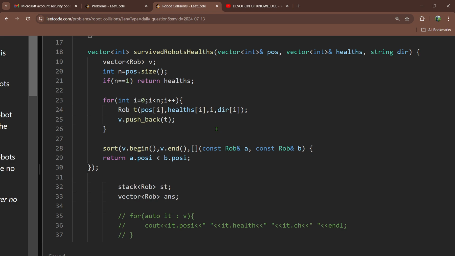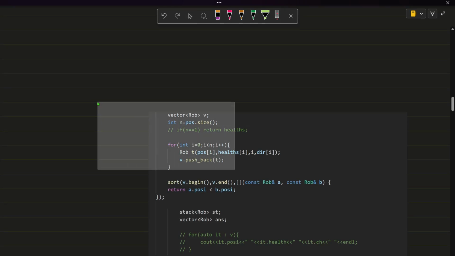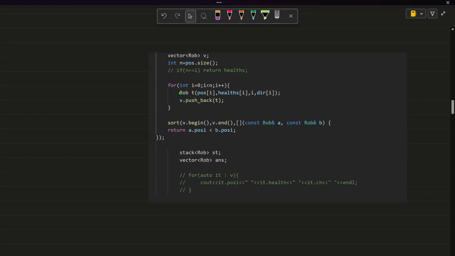Survived robots. Here, if n is equal to 1, I have considered this base case. There is no real need to consider this, but initially I was getting some errors, so I just included it in my code. As I told you, we have to give indexes to everyone, so we run a loop from i to n, where n is positions dot size. Wait, let me copy it so that proper notation can be given while writing the code. Now we just push back a Rob, using this constructor and passing all these variables.